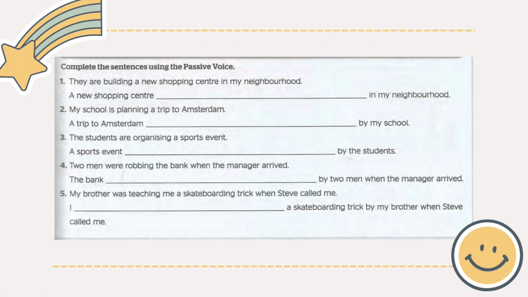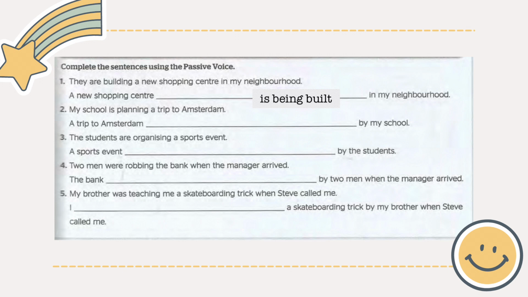Question number 1. They are building a new shopping center in my neighborhood. Alright, so this question is focusing on passive voice in continuous tenses, which is present continuous and past continuous. Okay, the answer for number 1, a new shopping center is being built in my neighborhood.